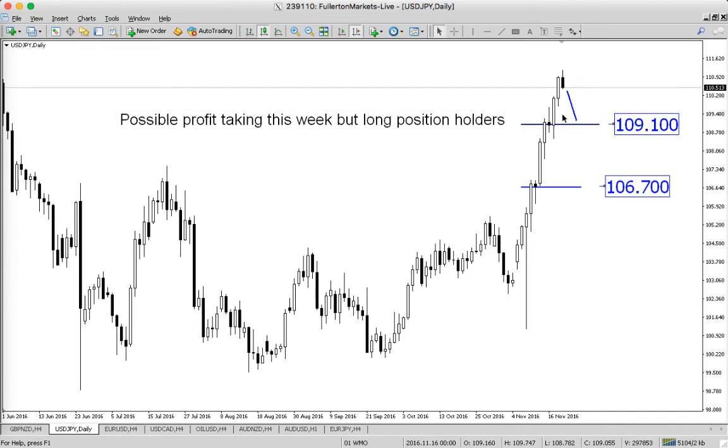If you want to catch on, if you think that dollar yen can possibly go higher because a rate hike is coming up, you may want to wait for next week before entering a position, because there's no point entering a position on late Thursday or Friday and having to hold it over the weekend.